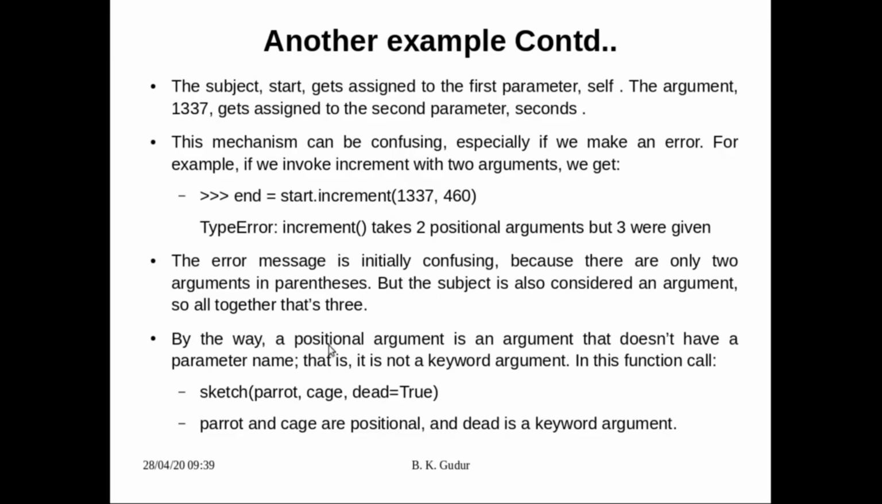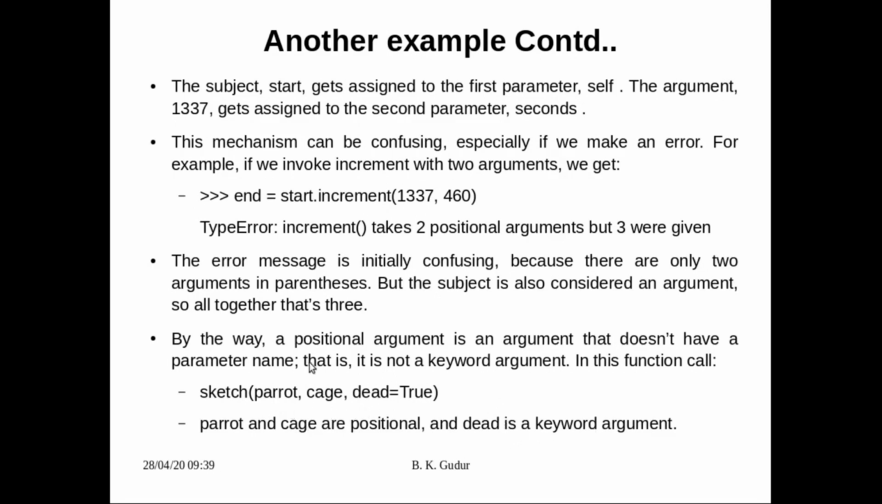By the way, a positional argument is an argument that doesn't have a parameter name. That is, it is not a keyword argument. So in a function call, we can write something like sketch(parrot, case, dead=True). A positional argument is an argument that doesn't have a parameter name, meaning we need not specify the parameter name. Parrot and case are positional, whereas dead is a keyword argument.